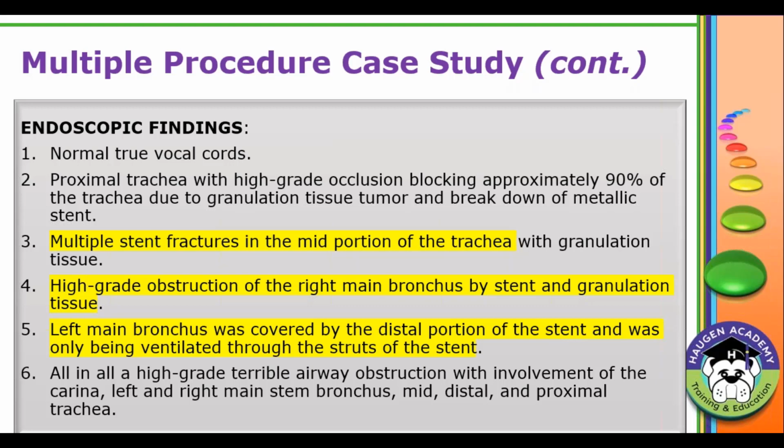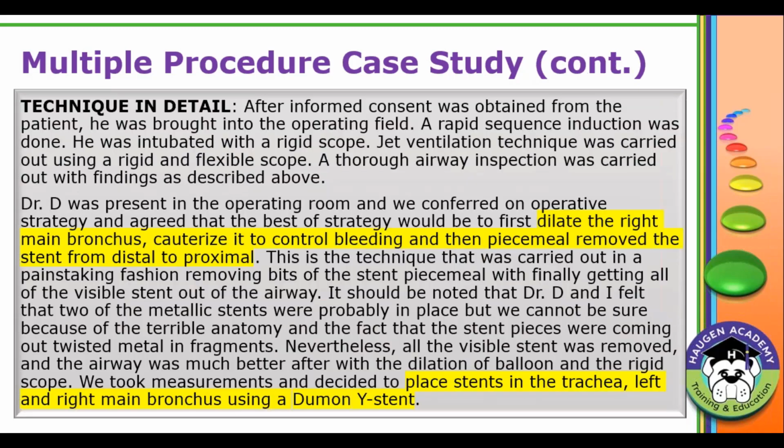And that stent, even though it's there for therapeutic reasons, is a foreign body, and the body's going to react to it. In this case, it has reacted by creating this excessive granulation tissue, which is obstructing the right main bronchus. The patient also has the left main bronchus covered by the distal portion of the stent, only being ventilated through the struts of the stent. This is bad. This is a bad situation for the patient.